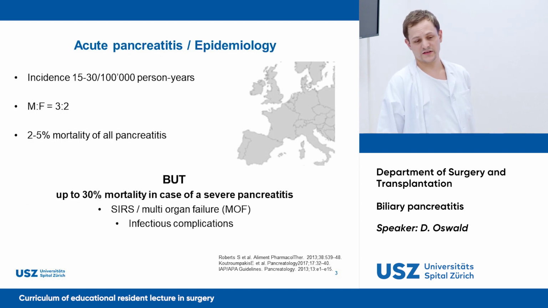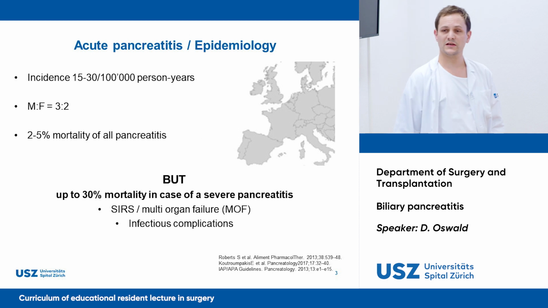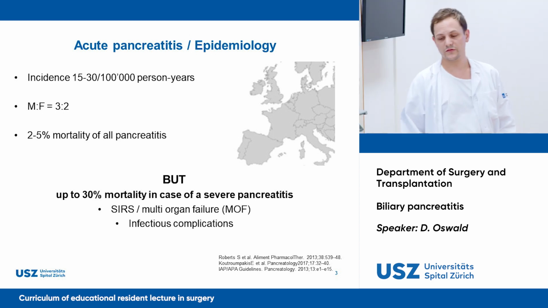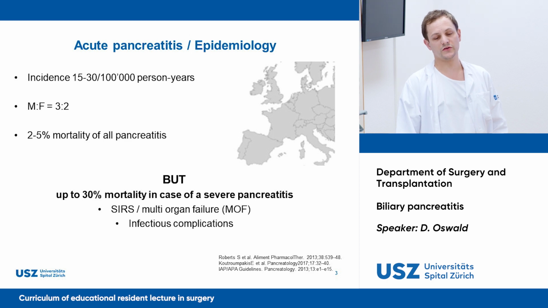Acute pancreatitis is a common gastrointestinal disorder. The worldwide incidence has been rising in the last few decades, and in Western Europe it's around 15 to 30 per 100,000 person years. There are more male than female patients, and the mortality rate has fallen steadily in recent decades and is now around 2 to 5% of all pancreatitis. But, and that's a big but, it rises up to 30% in case of a severe pancreatitis. In the first 2 weeks, it's due to a systemic inflammatory response syndrome with multiple organ failure, and later on due to infectious complications.